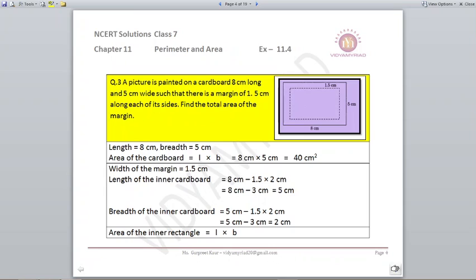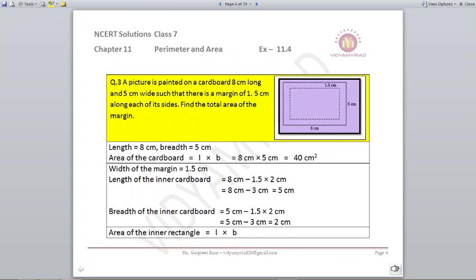Now we are told that there is a margin of 1.5 centimeters along its sides. That means if I want to find out the length of the inner cardboard, that is inside, I need to reduce 1.5 and 1.5, 2 times 1.5 to get my inner length. That comes out to be 5 centimeters. Same way, if I want to find out the breadth of the inner cardboard, total is 5. So I need to reduce 1.5 2 times, that comes out to be 2 centimeters.